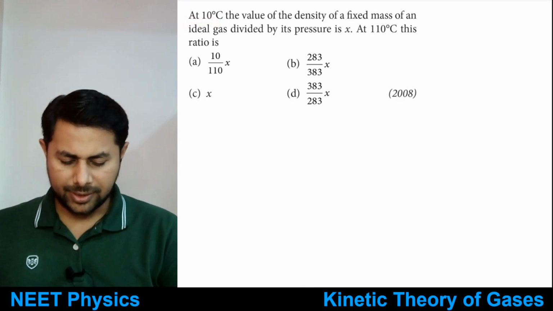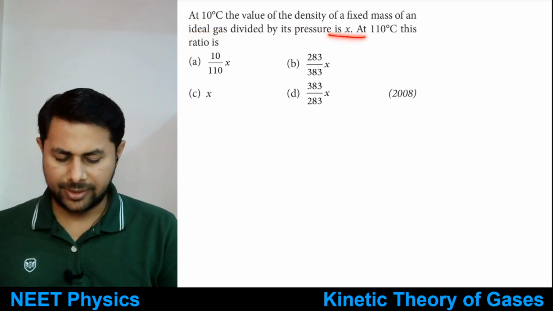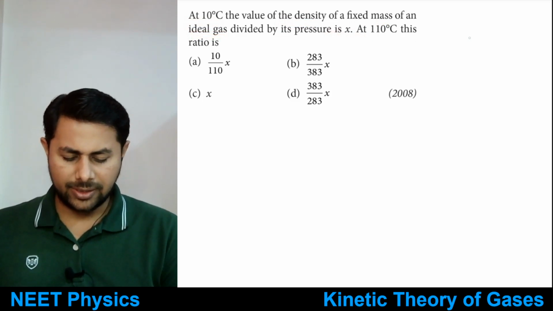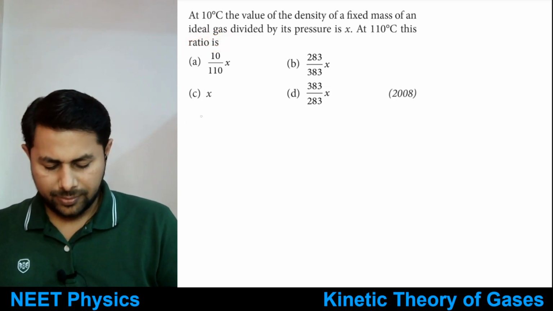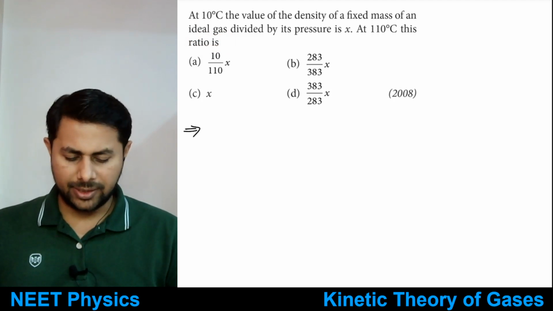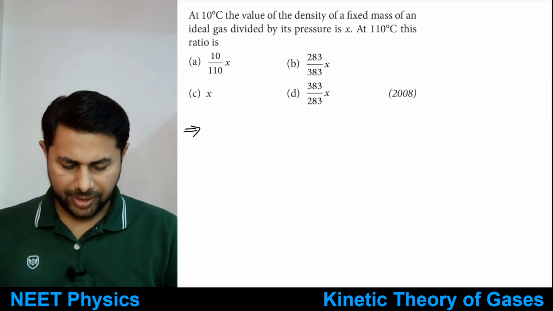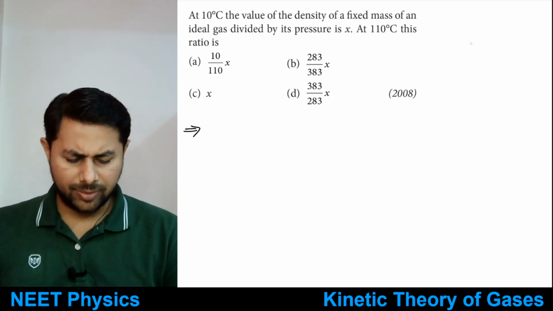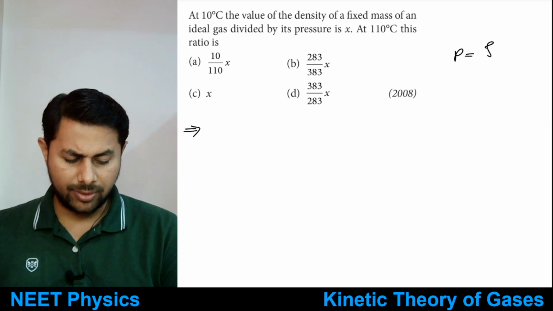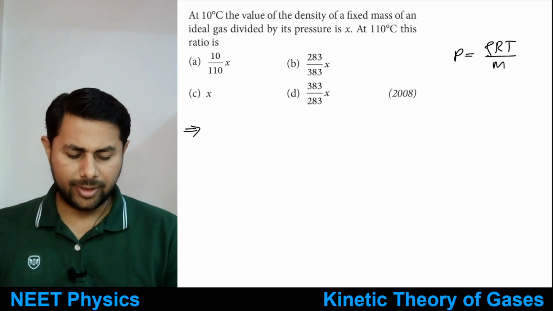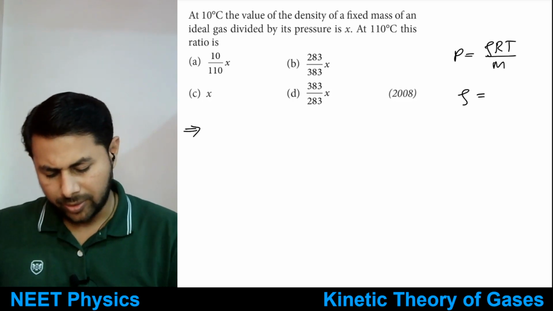At 10 degrees Celsius, the value of density of a fixed mass of an ideal gas divided by its pressure is X. At 110 degrees Celsius, this ratio is? Tell me. Again let's use the formula. Pressure is rho RT by M, or density is PM by RT. But what do you want?